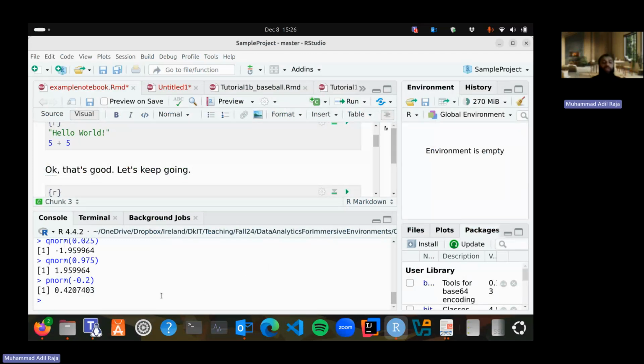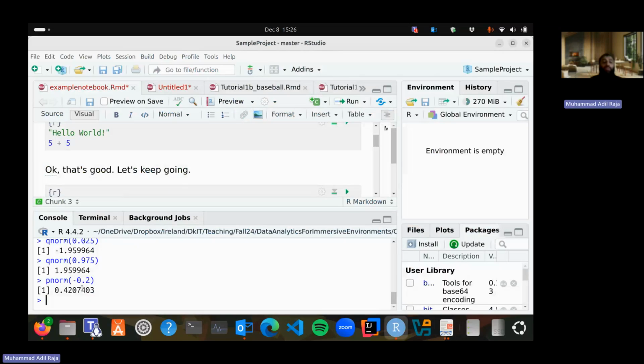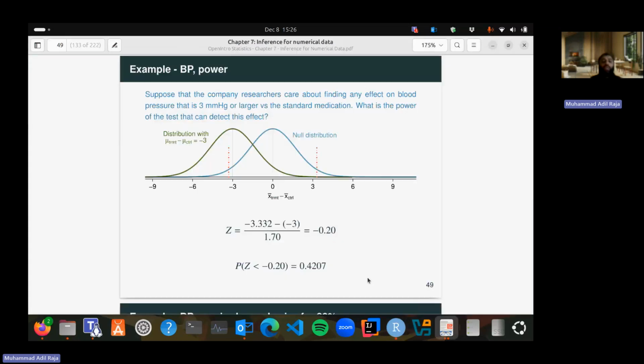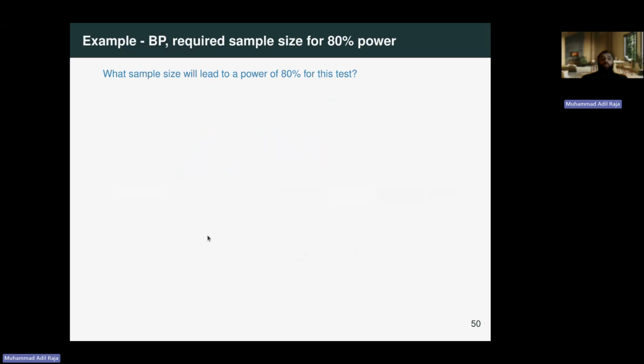So we have the pnorm function, and the pnorm function basically tells us 0.427. Okay, 0.427. pnorm is basically used to compute the percentile. So we compute the percentile, and we use it as the p-value. This corresponds with the p-value in this case. Okay, so I'm just going to move ahead.